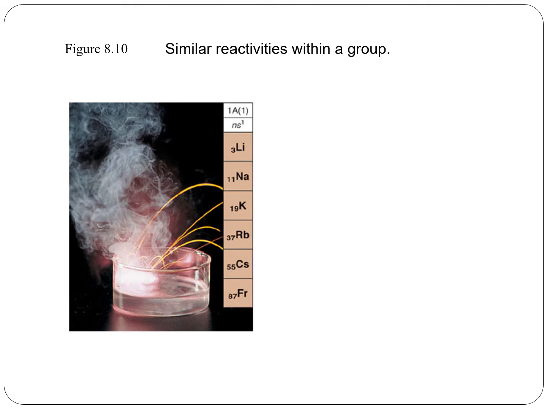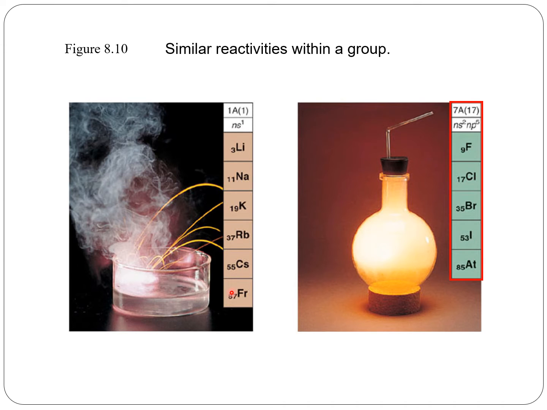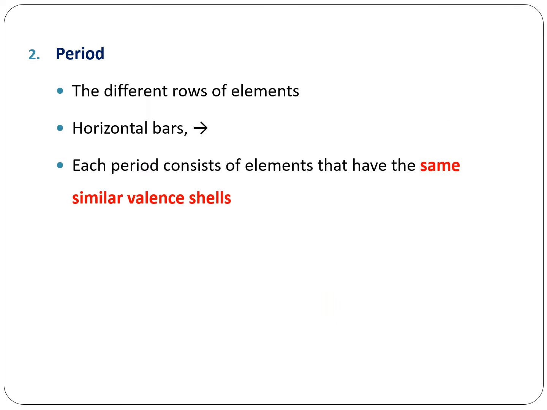They also have similar reactivity within the group. For example, lithium, sodium, and potassium are alkali metals, so they are very reactive. The same goes for group 17, or group 7A, the halogen gases, which have the same properties.